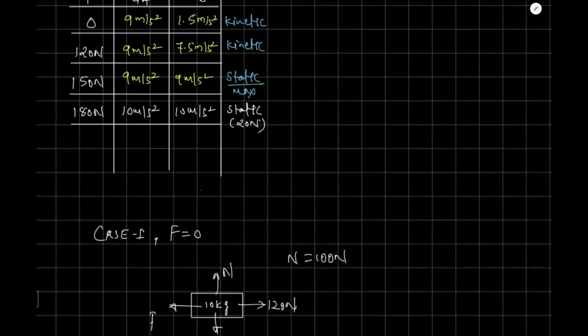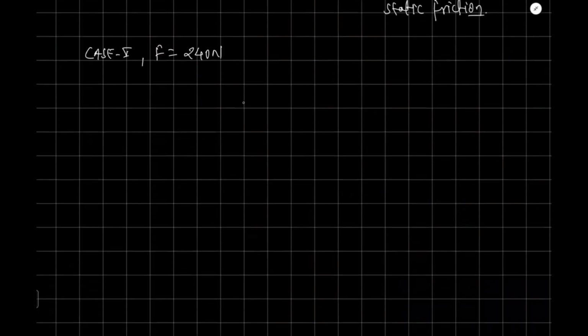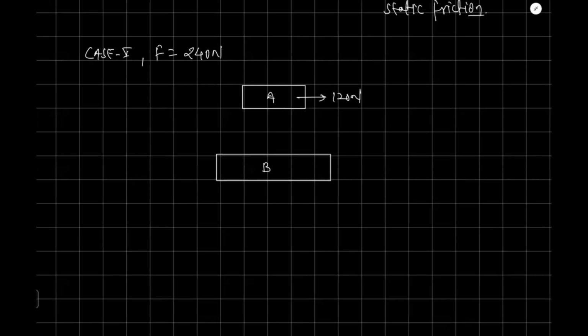Now let's take another case. This value is 240 Newton. Again, you have to find the acceleration of A and the acceleration of B. So again, what we'll do? We'll make a free body diagram. We'll make a free body diagram of A. On this one, the force acting is 120 Newton, and the free body diagram of B. On this one, the force acting is 240 Newton. And let's assume they are moving separately.